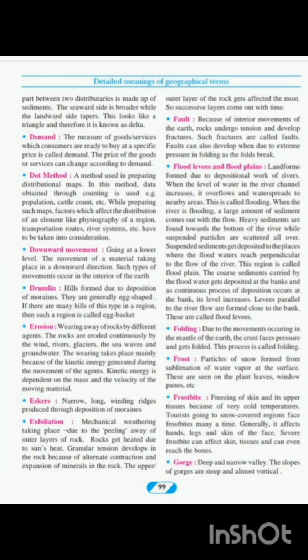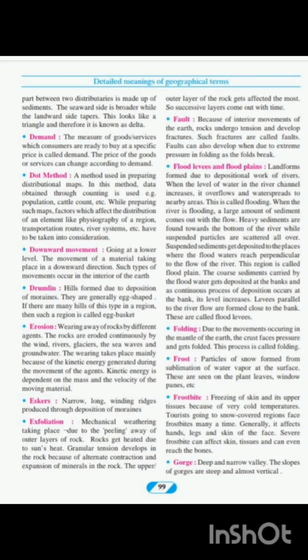The drumlins are hills formed due to the deposition of moraines in glaciers. They are generally egg shaped. If there are many hills of this type in a region, then such a region is called an egg basket.